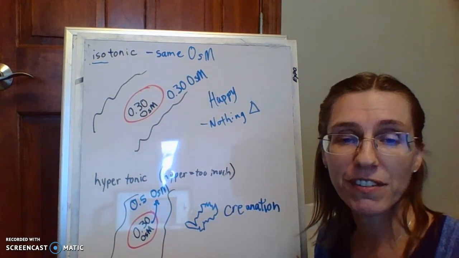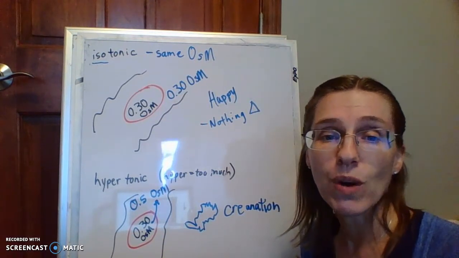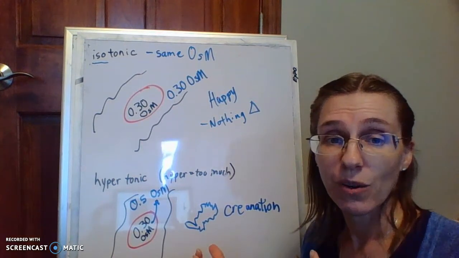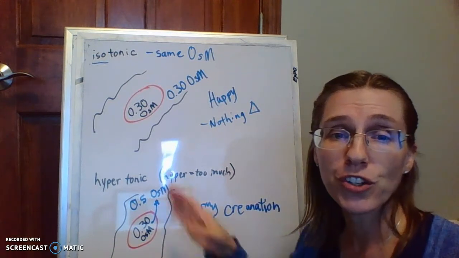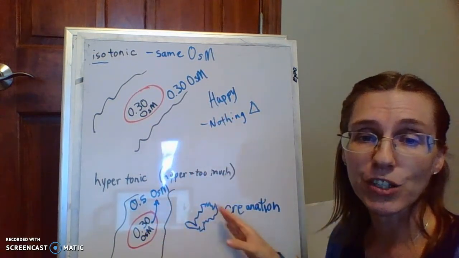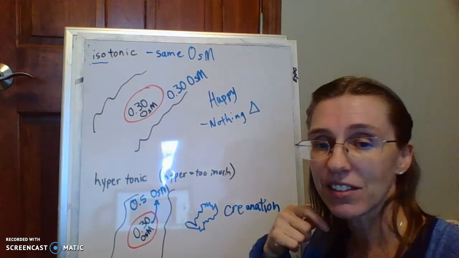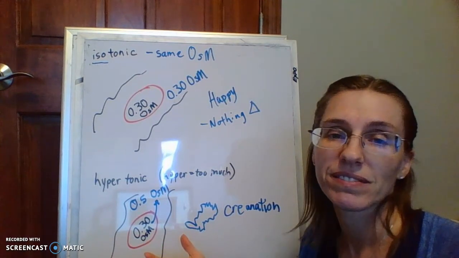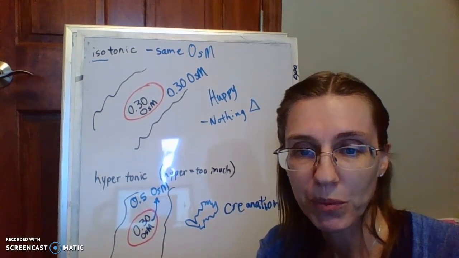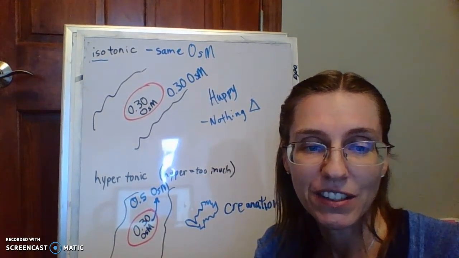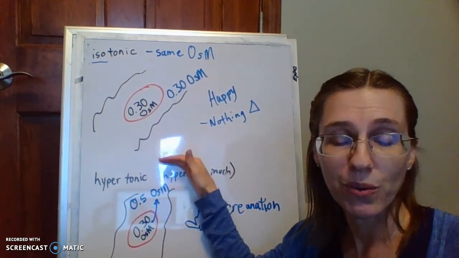So this concept is very, very important. Make sure you know each one of these three solutions. Make sure you know if you are given a solution, whether it's iso, hyper, or hypotonic. And then further, make sure you know what happens to the red blood cell in each one of these cases, so that you can predict, hey, if we put this red blood cell into this solution, what's going to happen? Okay. So go ahead and practice some of these with your homework. It's a sort of fun situation to try to predict what's going to happen with that red blood cell.